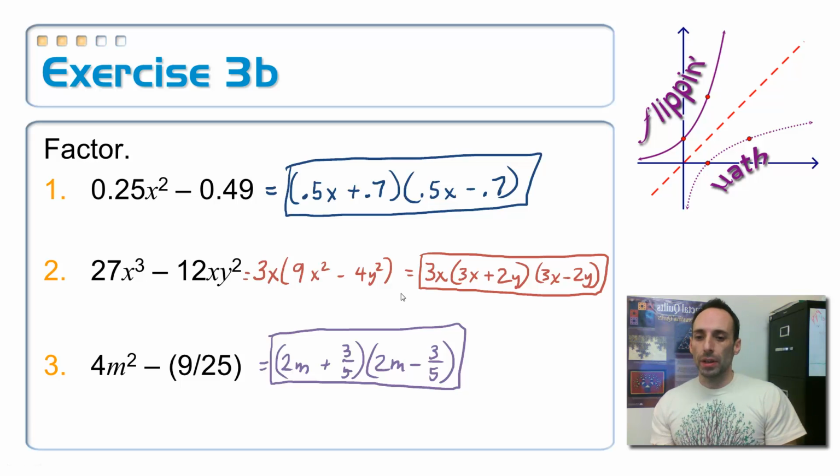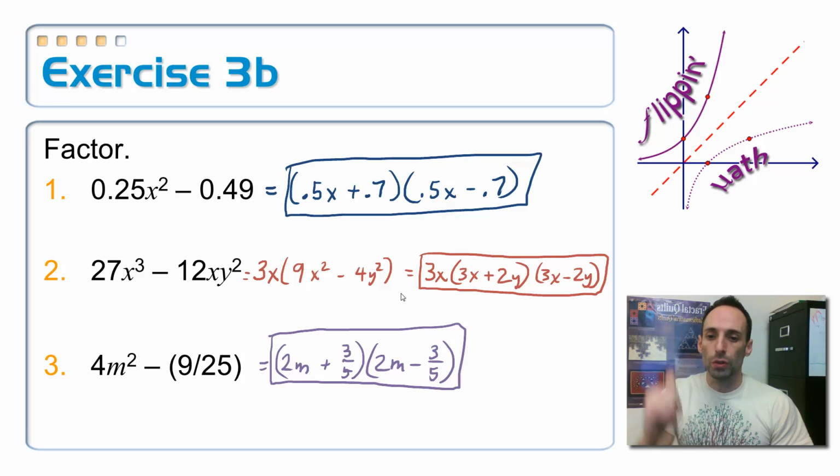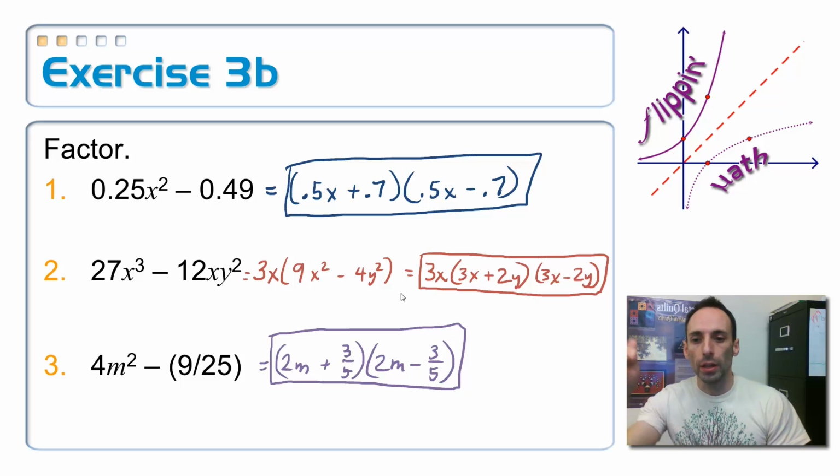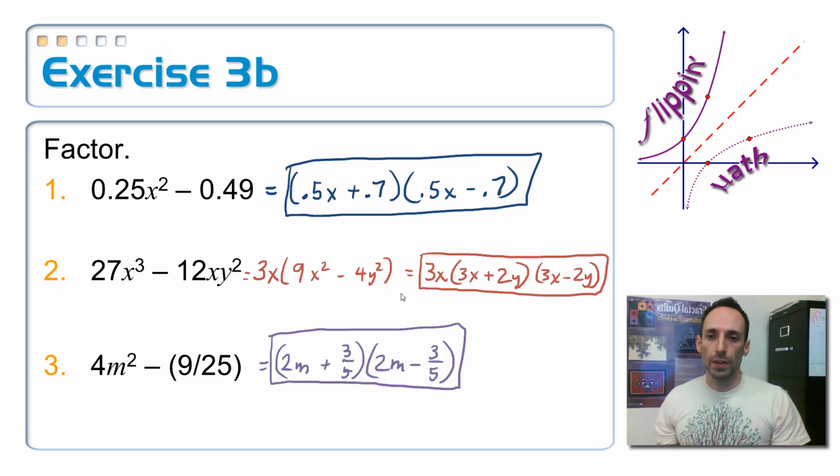All right, and number 3 might have been tricky just because I threw a fraction in there. But the fraction itself was a perfect square. If I have 9 over 25, take the square root of the top and take the square root of the bottom separately, I got 3 over 5. So it's the difference of two squares, 2m plus 3/5 and 2m minus 3/5.